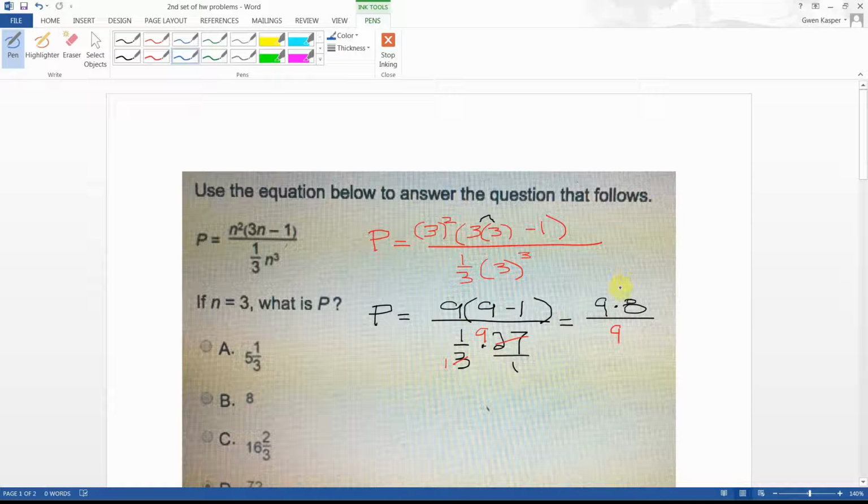You could multiply out the numerator 9 times 8, but then you're going to have to simplify that fraction. So we could just cancel right here. And your answer is 8.